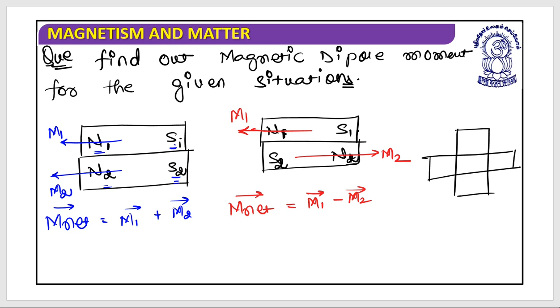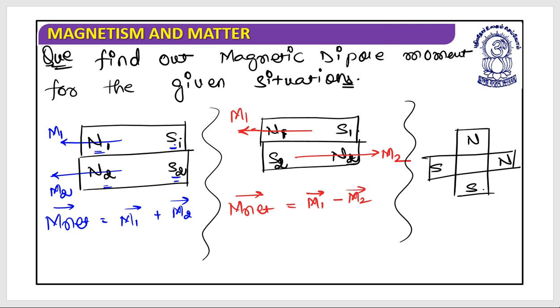Let's suppose this is the situation. This is N S, and this is S N. When I have not written any number, it is just N S. That means they are identical dipoles, and that can be solved easily.